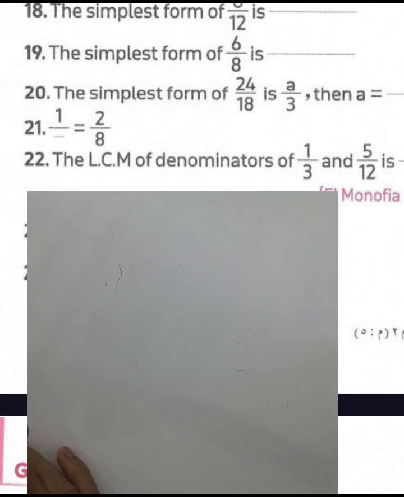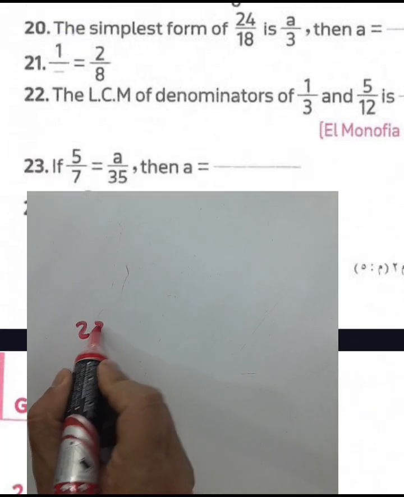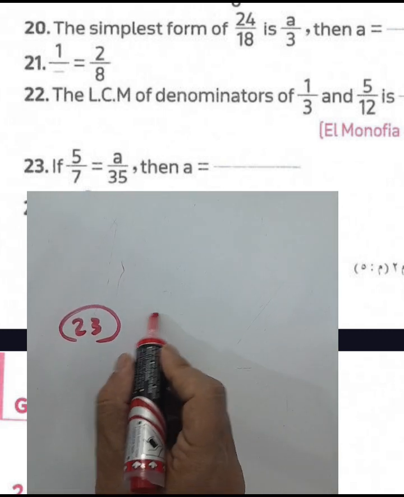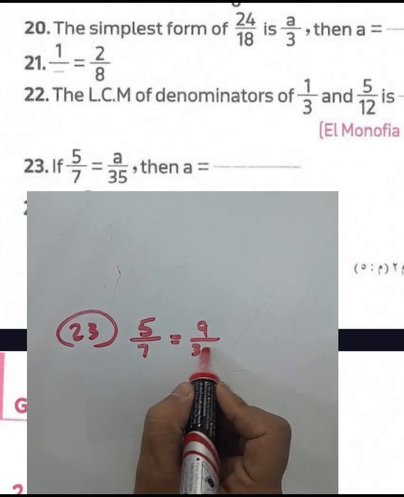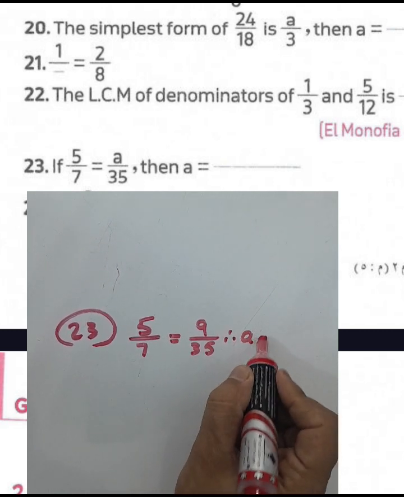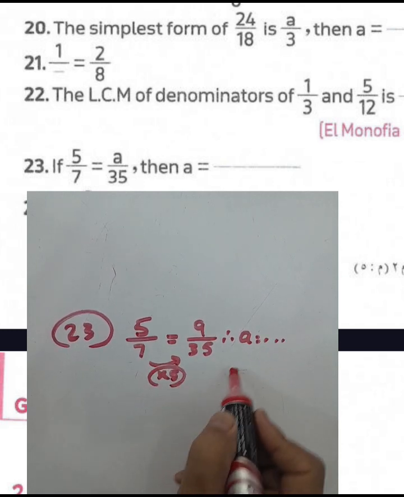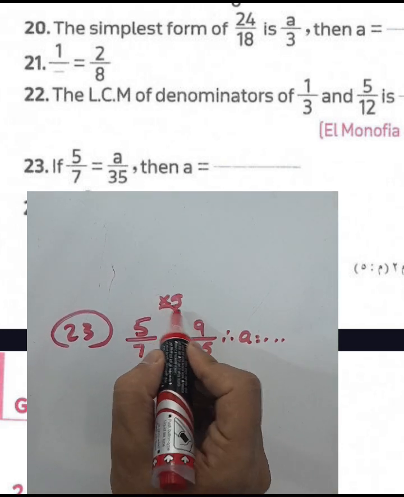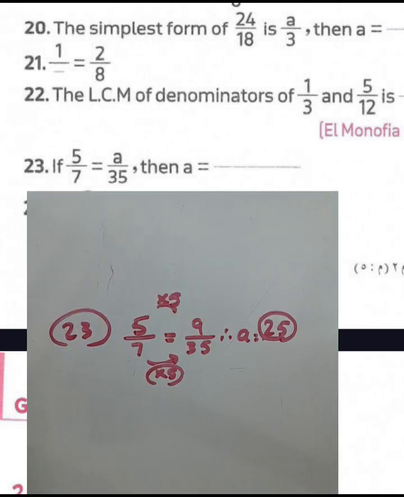Next example. Question 23. 5 over 7 equals a over 35. Then the value of a equals what? 5 times 7 equals 35, and then 5 times 5 equals 25. Then the result here will be 25.